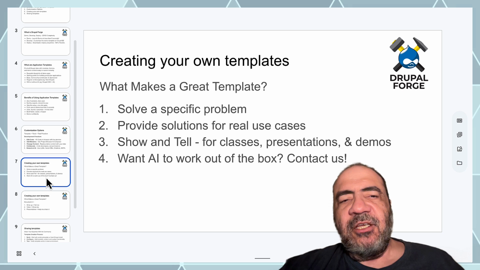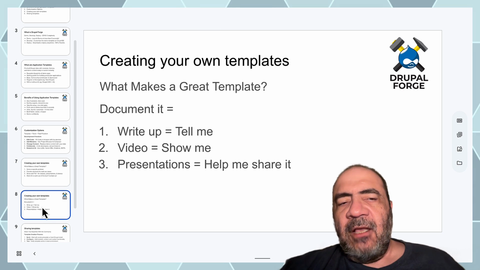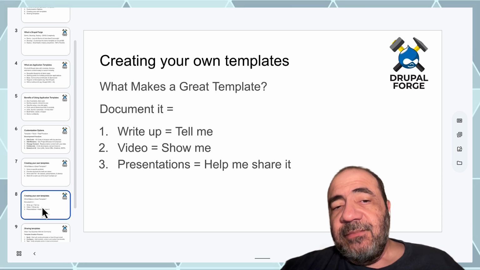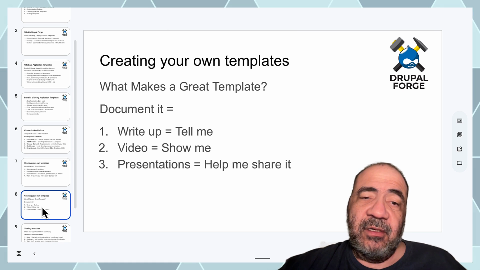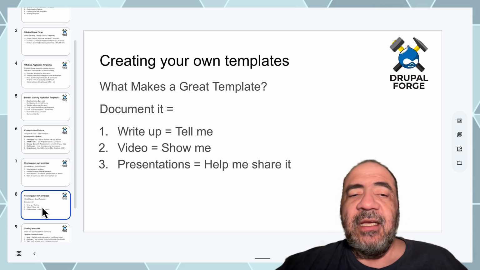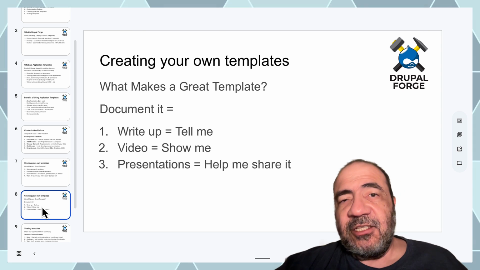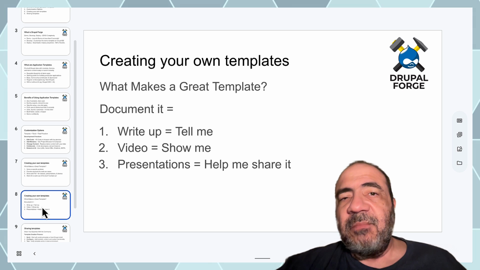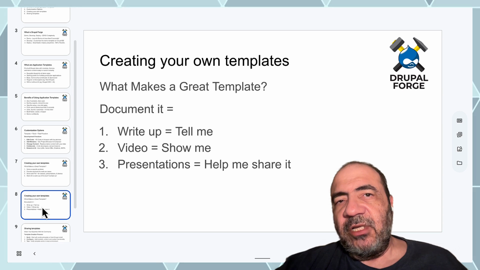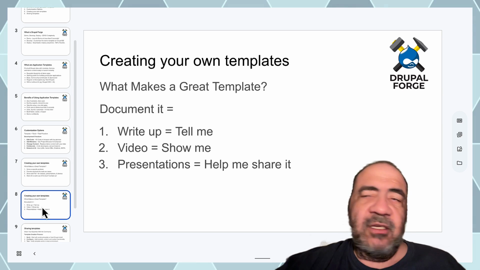So we looked at what makes a good template. Let's look at how to document it. To document a template, you want to do a write-up. So it's basically tell me what your template is about. You want to do a video so you can show me what the template is about. And then it's good to have a presentation. So if somebody actually likes your template, they can share it with other people as well at conferences, at meetups, at their own companies, and so on. So a walkthrough of what it does in a presentation format goes a long way.